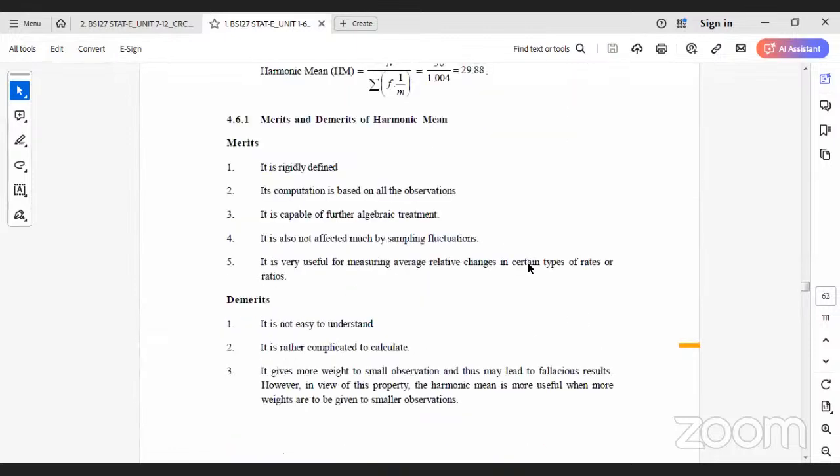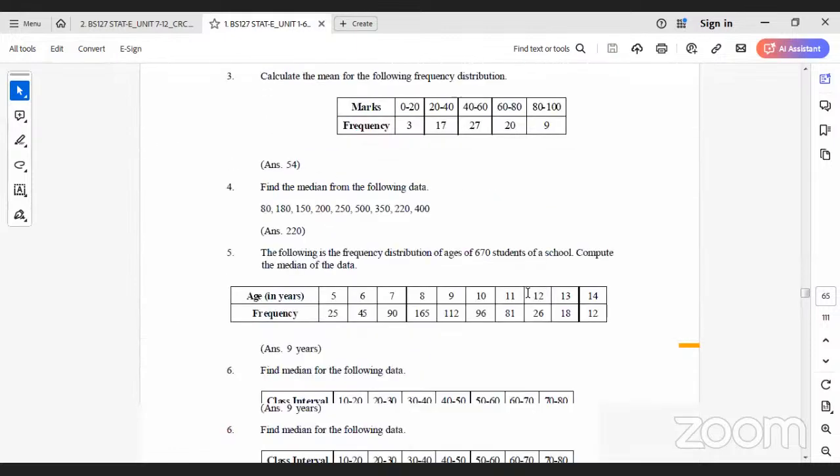Any doubts? No, sir. So this is the fourth unit.